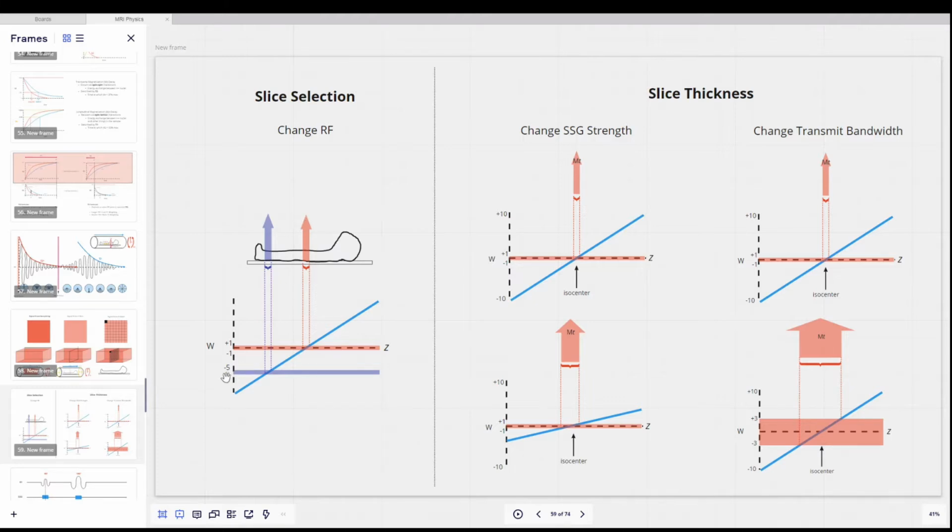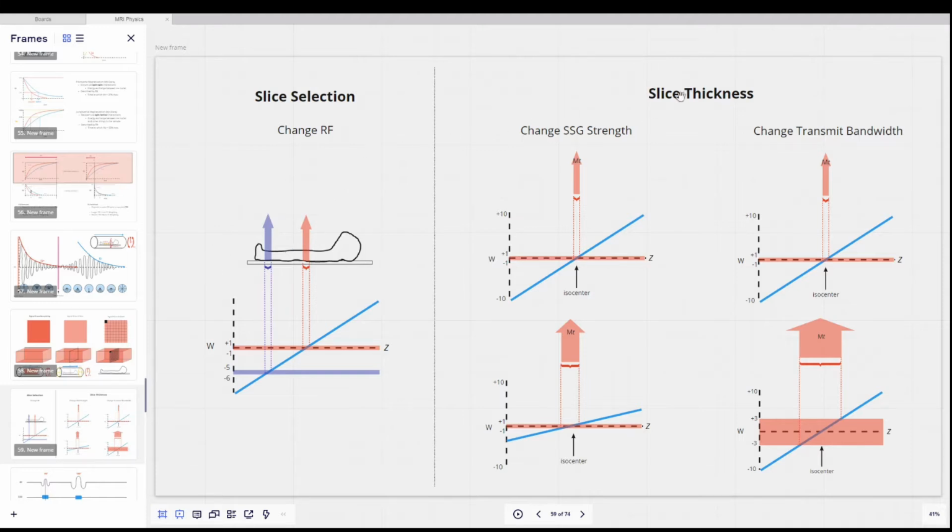But if we changed our RF pulse to excite spins between -5 and -6, well, that's going to excite spins here along the patient, right? So we'd get more lower extremity as opposed to abdomen. So by changing the RF pulse, you change where along that slice select gradient you are. And as a result, you change which slice you're going to excite along the length of the patient.